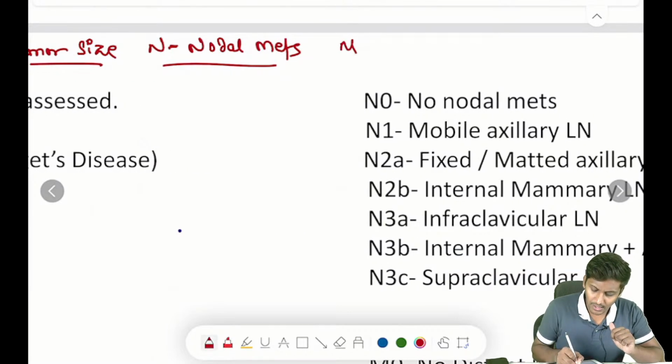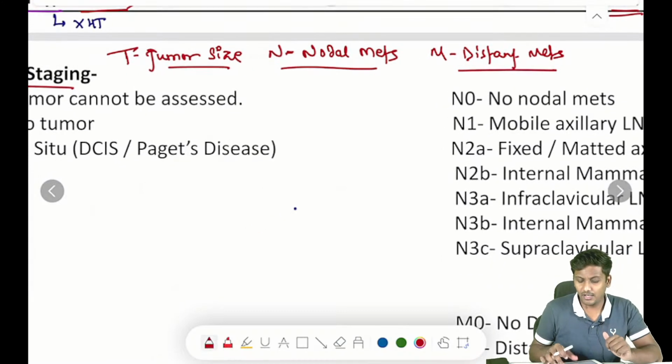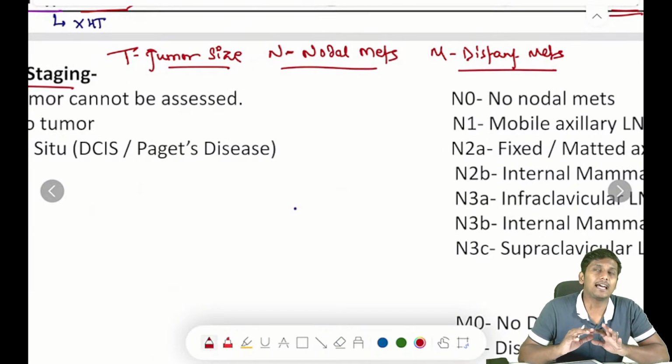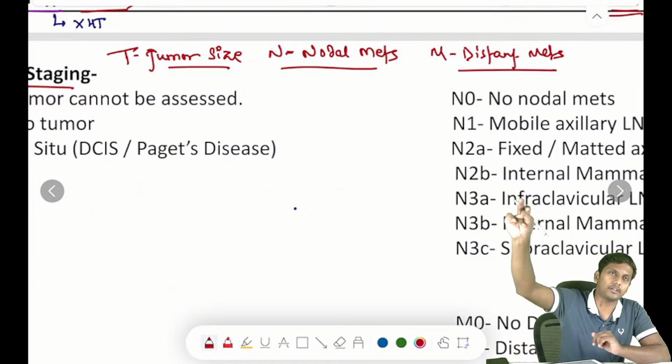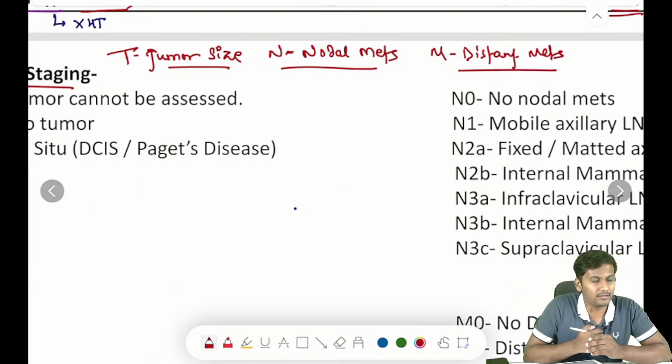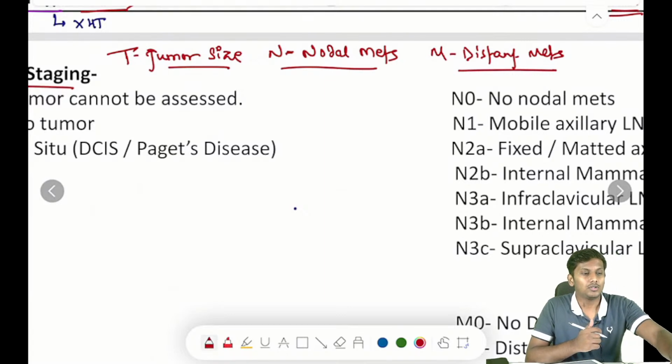And last is M. M goes for what? M goes for distant metastasis. So you have to remember definitely distant metastasis, that means spread or metastasis to a distant or another organ. So depending on that, it will decide the M staging. ठीक है? So please remember this बच्चों.